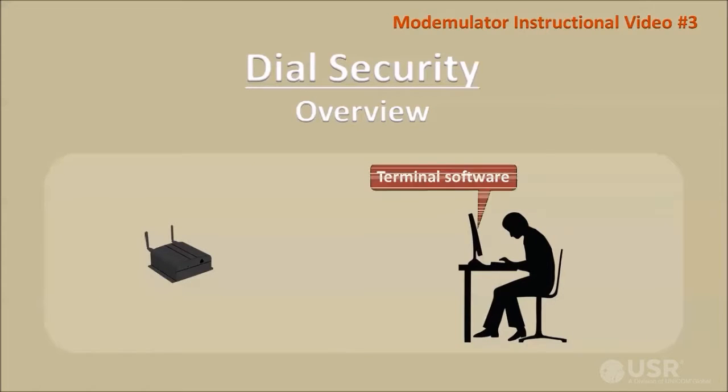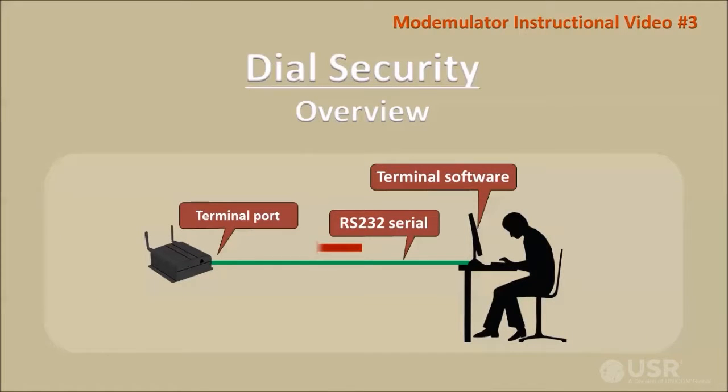To use any available form of dial security, the answering modemulator must be configured before it's installed by connecting a terminal to the modemulator's terminal port and sending various configuration commands. In some cases, the originating modemulator must also be configured before it's installed.